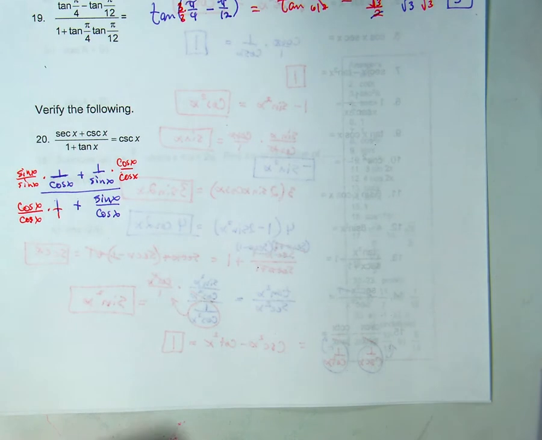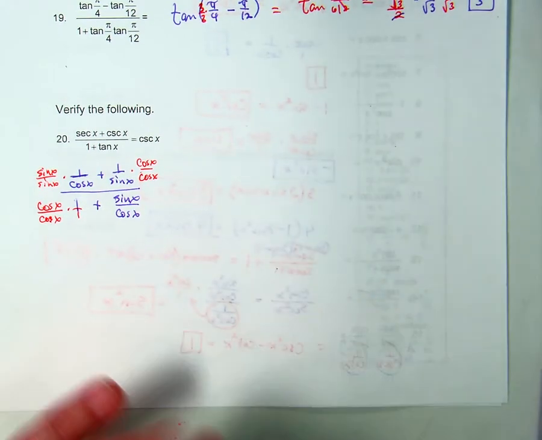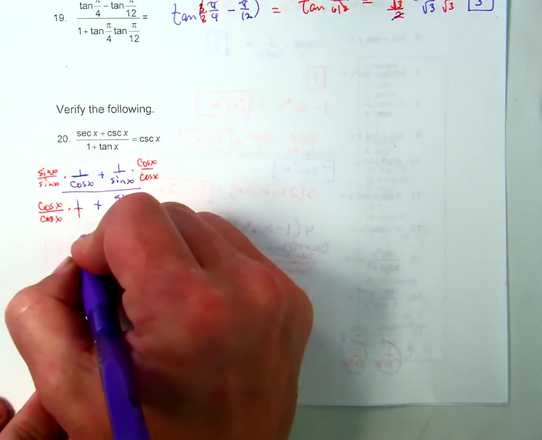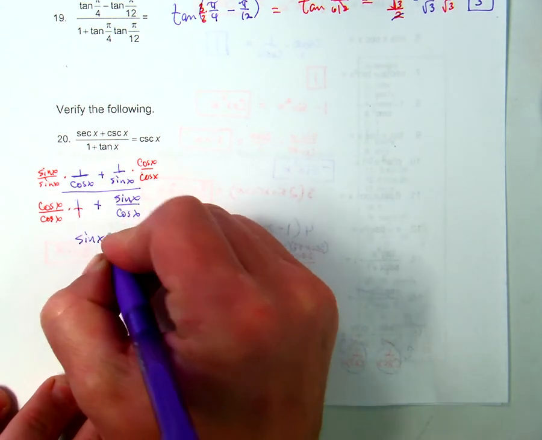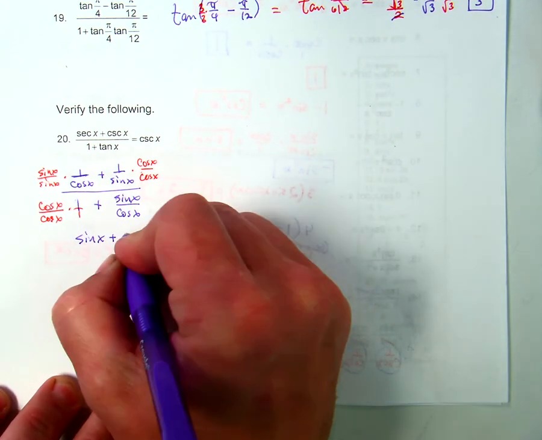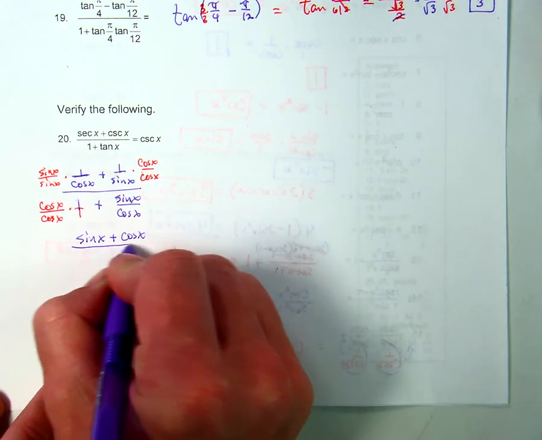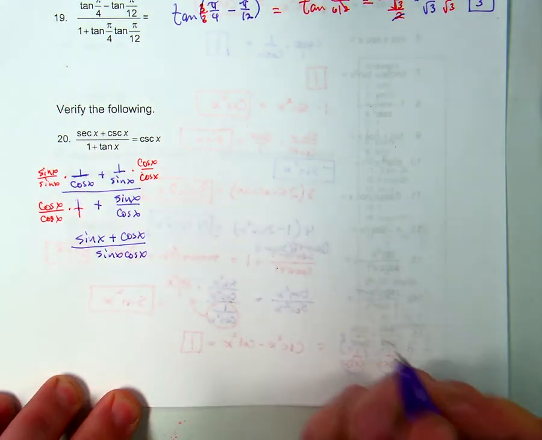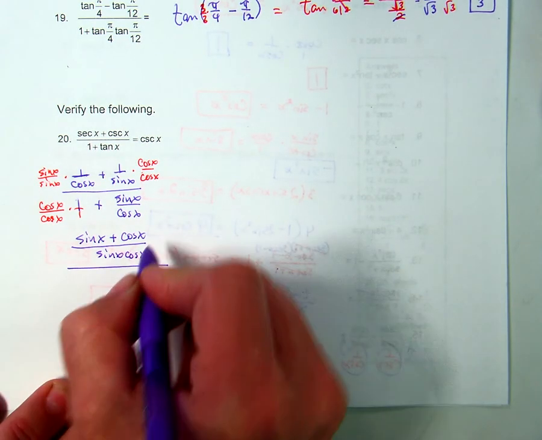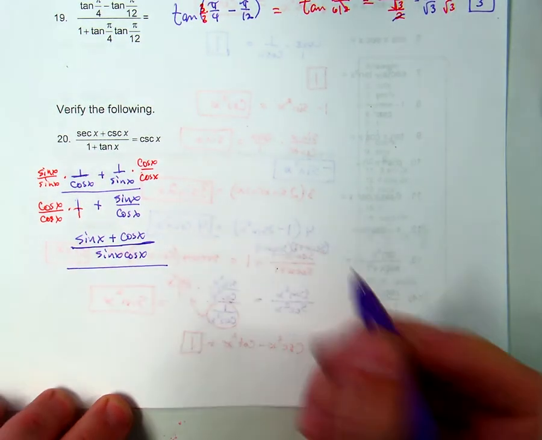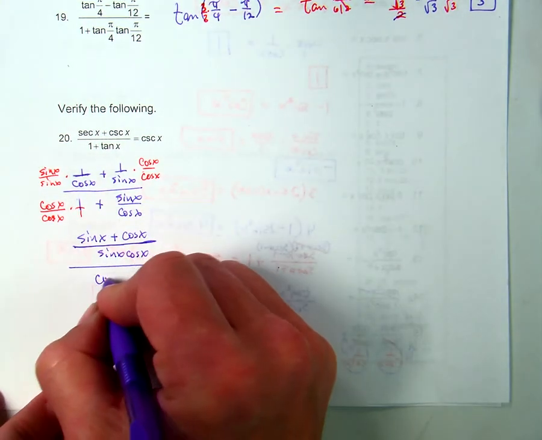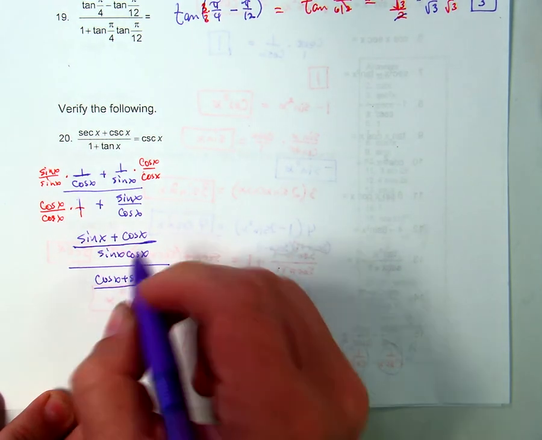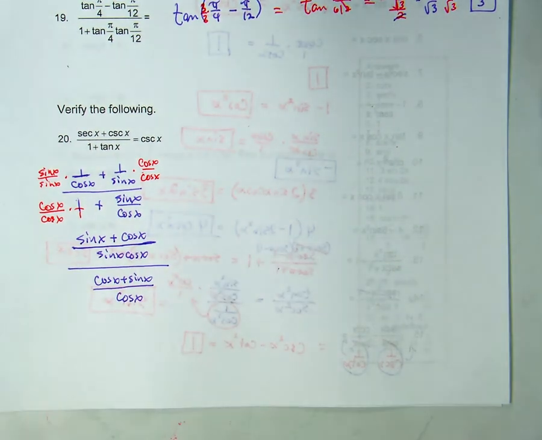Okay, now that looks a little tricky and messy, but it's okay. We'll make it all work out here. We're going to have on the top sine x plus cosine x, and the common denominator we had is sine x cosine x multiplied. On the bottom, so we have just this on the top. On the bottom, we're going to have cosine x plus sine x all over cosine x.